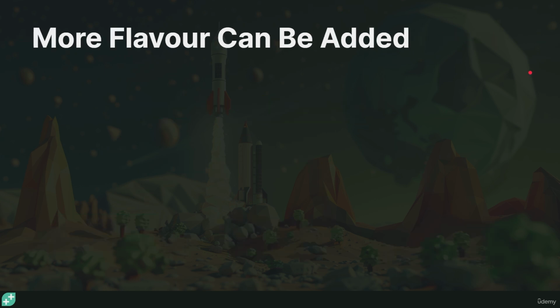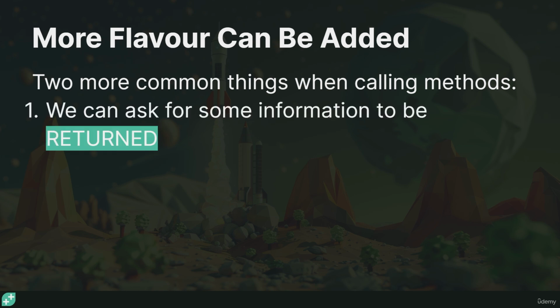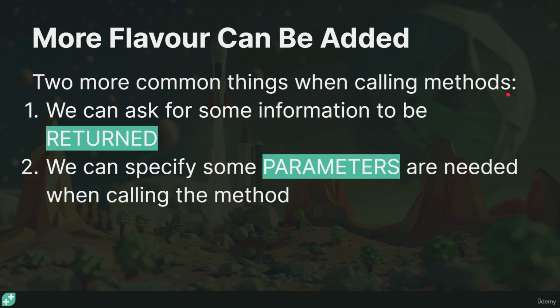So as I mentioned, there's more flavor that can be added with our methods. There's two common things that we can consider. One is we can ask for some information to be returned, and that's the terminology, returned. And also we can specify some parameters which are needed when calling the method that says, hey, if you're going to call it, you need to provide these parameters.